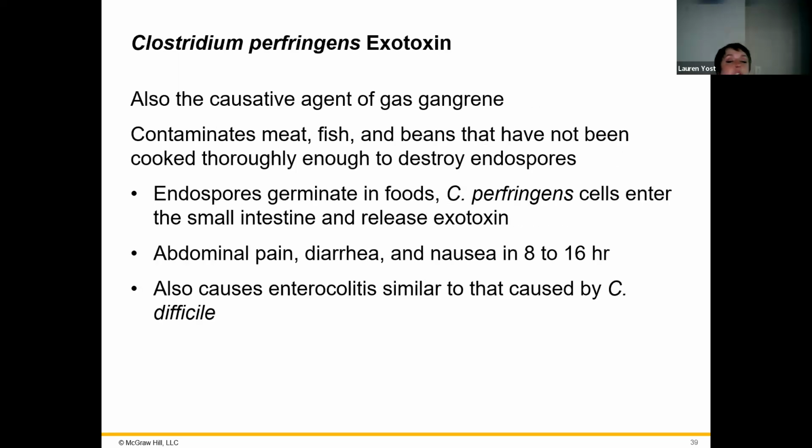Same thing with Clostridium perfringens, the exact same thing. So this is a guy that's associated with gas gangrene. But if they're found on your food, the toxins that they produce can also lead to food poisoning.